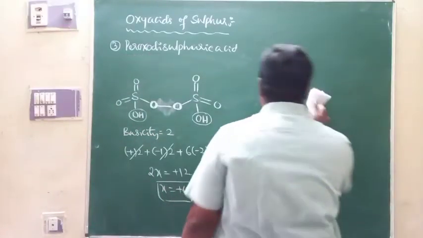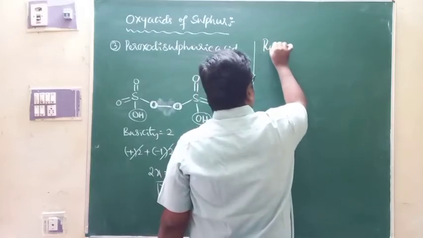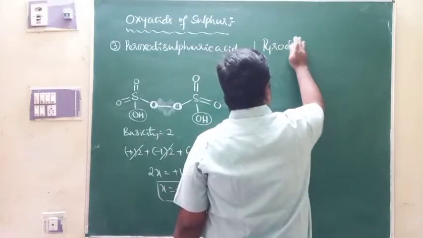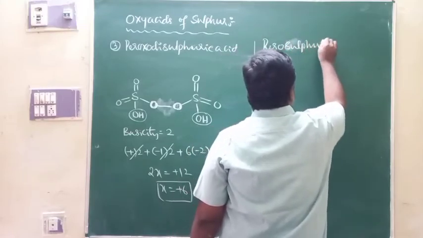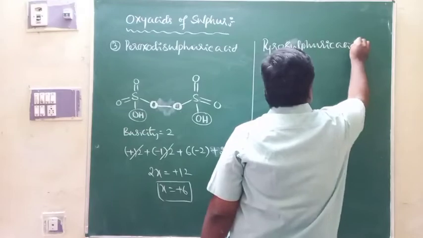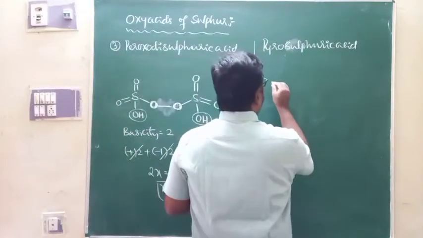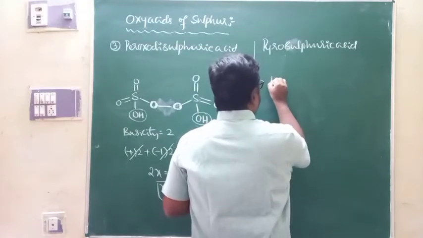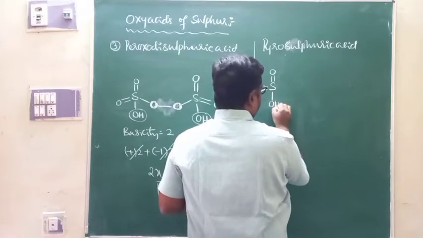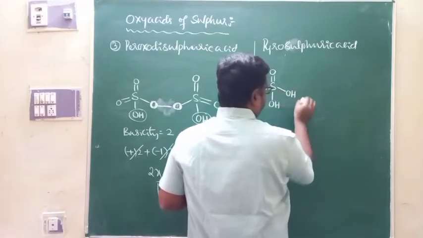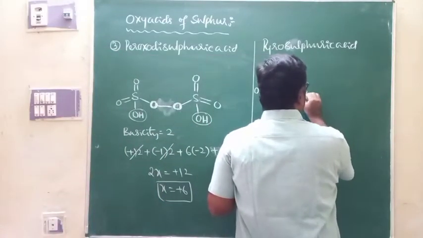Apart from that, you are supposed to study one more oxy acid, that is pyrodisulfuric acid, that is pyrosulfuric acid. Just like pyrophosphoric acid, we have pyrosulfuric acid. Pyrosulfuric acid is obtained by heating two sulfuric acid molecules. When two sulfuric acid molecules are heated, a molecule of water is removed.